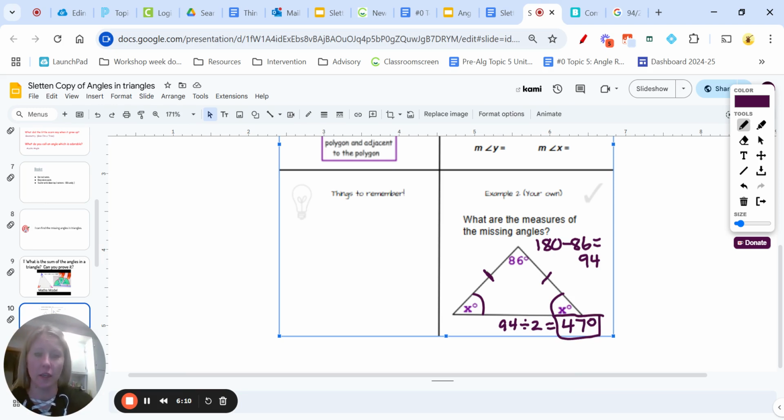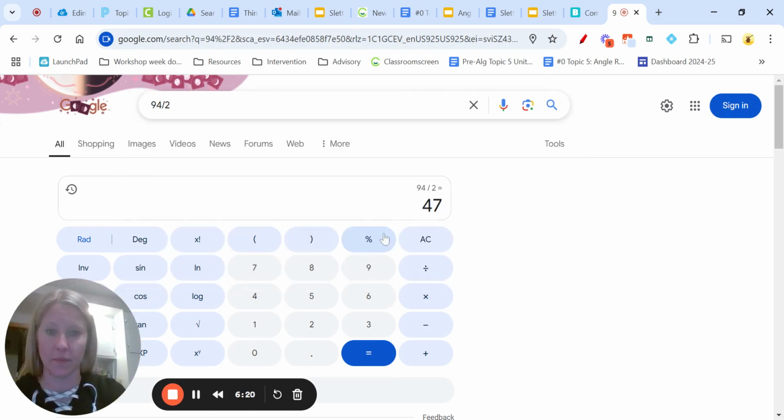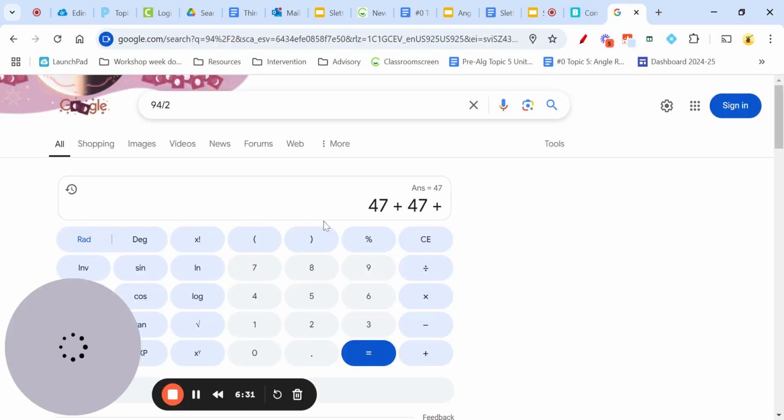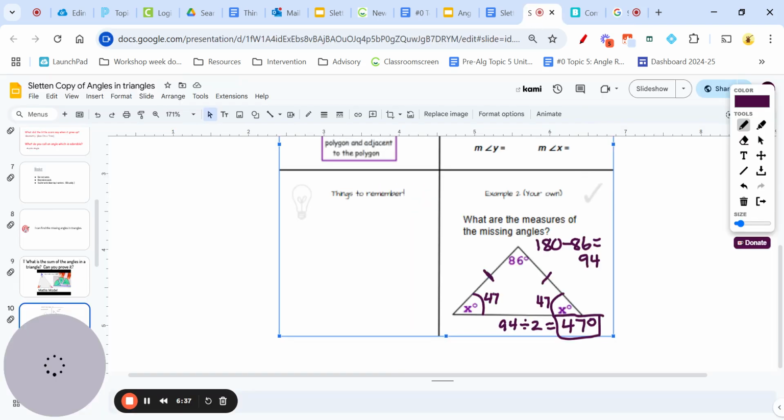Then we can check it. We'll do 47 plus 47 plus 86, and I'm going to type that in the calculator again. 47 plus 47 plus, what was the last one? 86 equals 180. That means we did it right. So you can feel pretty confident about your answer then.